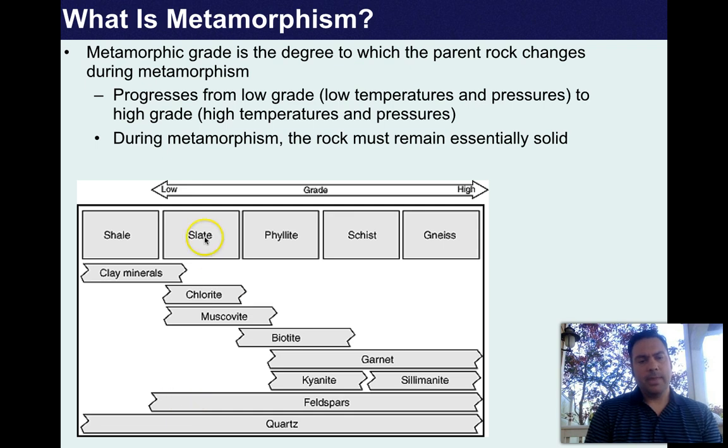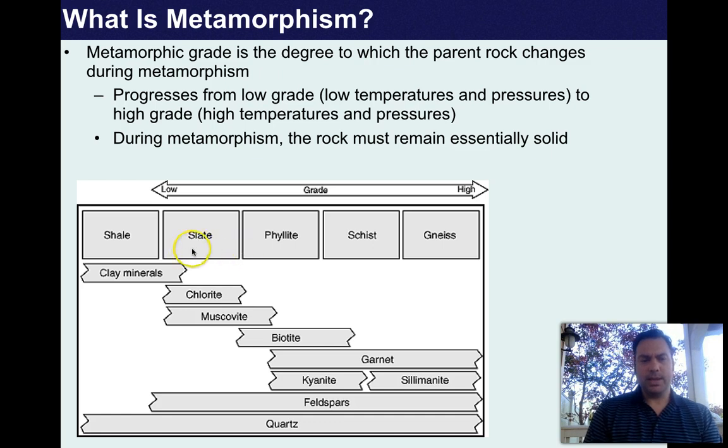All right? And then when you transition from slate, you can transition over here to a phyllite. Phyllite actually means paper thin or layered. One of the reasons why is because some of the important minerals in a phyllite are biotite and muscovite, which tend to be very platy minerals. But also because the rock takes on a platy texture.